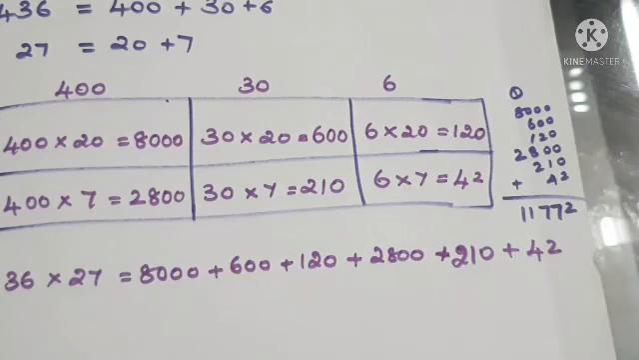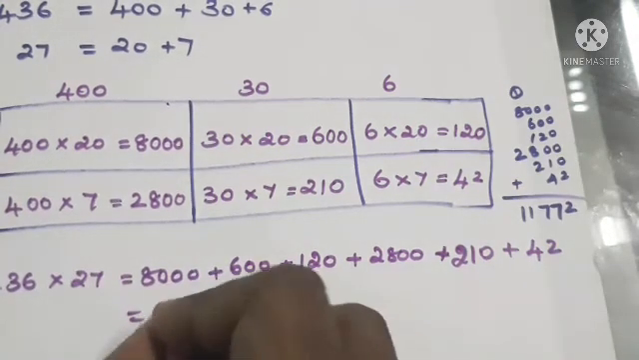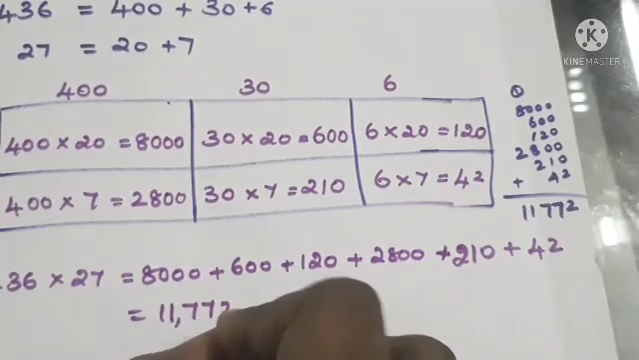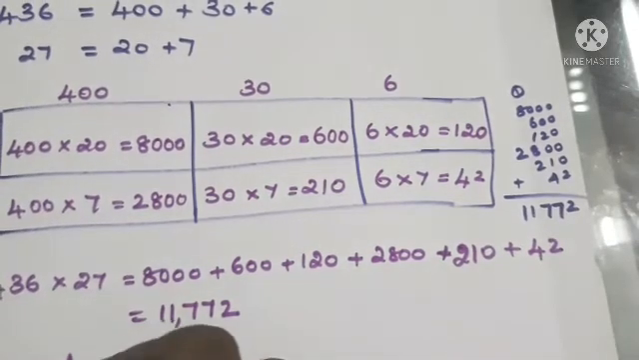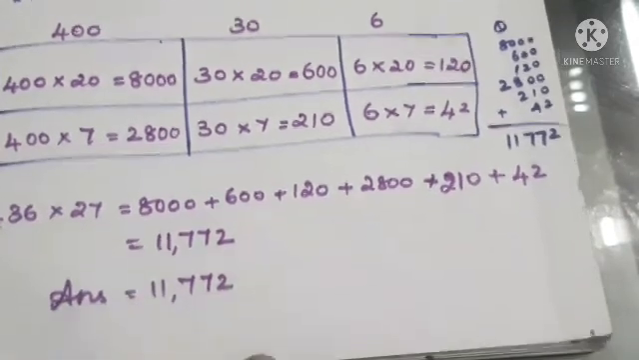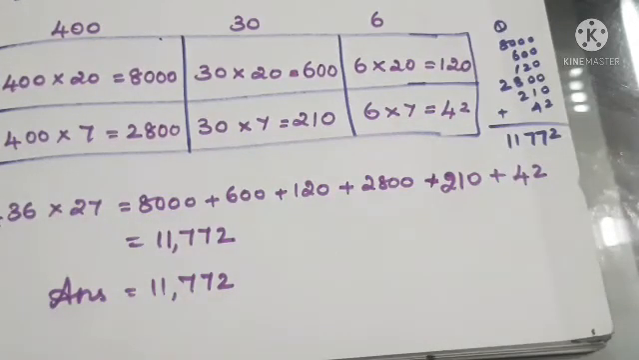So we got 11,772 as the answer. So we can write it, that is equal to 11,772. So we can write the answer is equal to 11,772. Okay, I understood. Next we can move on to the next problem.